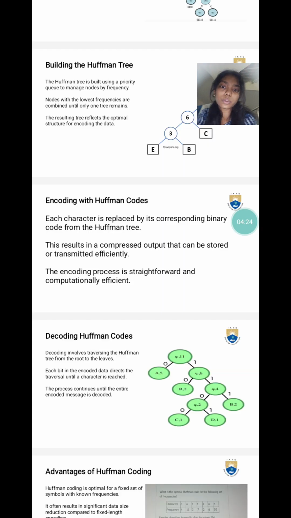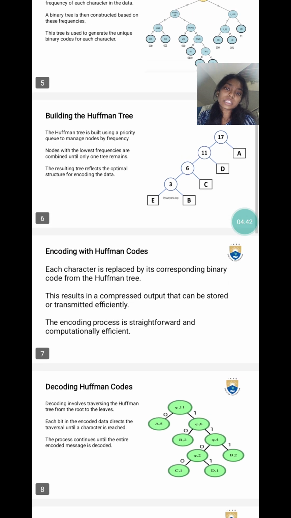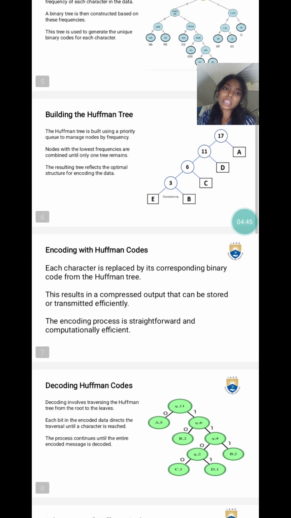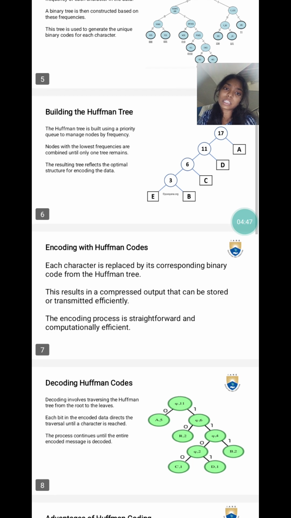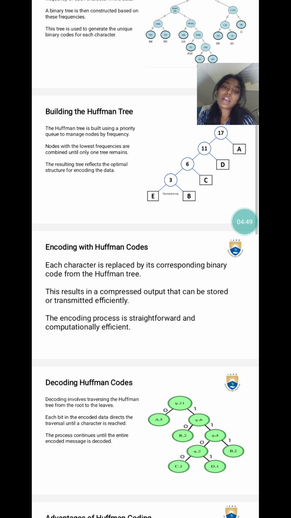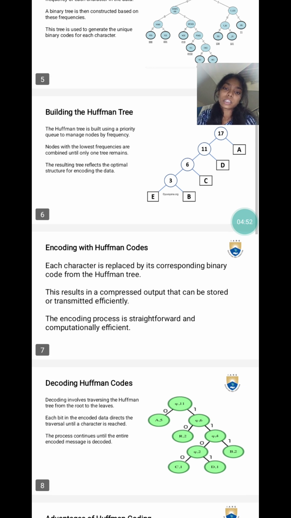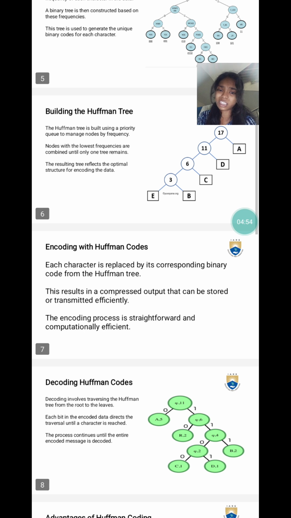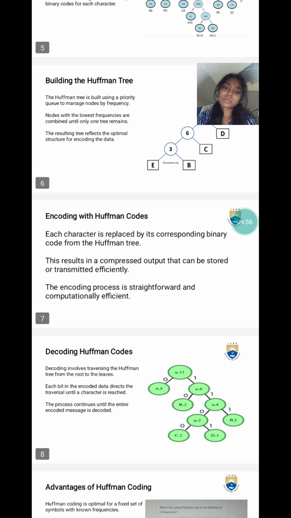Now we discuss encoding with the Huffman codes. Each character is replaced by its corresponding binary code from the Huffman tree. We use descending order, and the data increases from top to bottom. We can see that in the previous block, A has 17, D has 11, C has 6, and B has 3. The value is decreasing, and the frequency is also decreasing.